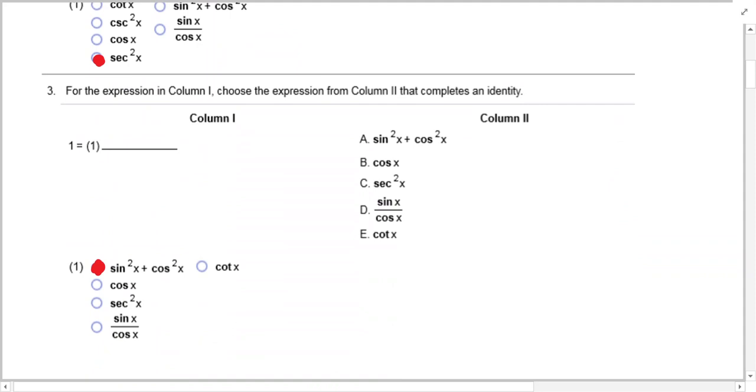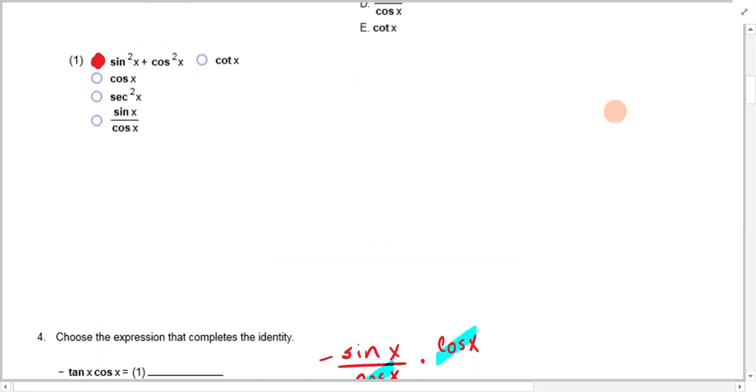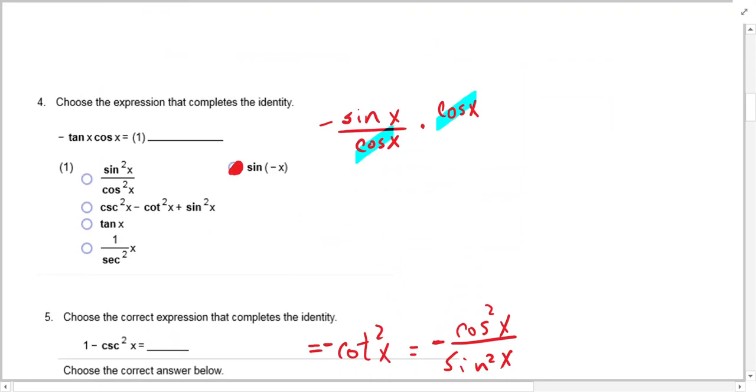Number 3, for the expression in column 1, choose the expression from column 2. So it says 1 equals. Well, we know that sine squared x plus cosine squared x equals 1. So it would be this first one, A. Negative tan x cosine x equals. So what I did was take tan x and turn it into sine and cosine. So that's negative sine x over cosine x times cosine x. Those go away and you are left with negative sine x or sine negative x.